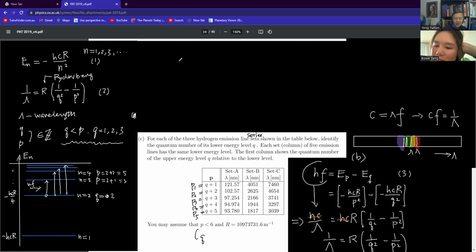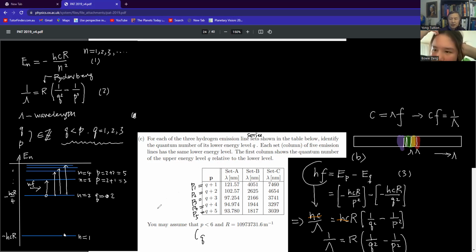Very interesting. Let's look at this formula here. The smallest one is 1. So how can we determine the relation? What is the question? Each set of 5 emission lines has the same lower energy. Once we know which is lowest, we can solve this question. The first column shows the upper quantum number P, relative to the lower level. So Q is the lower level.